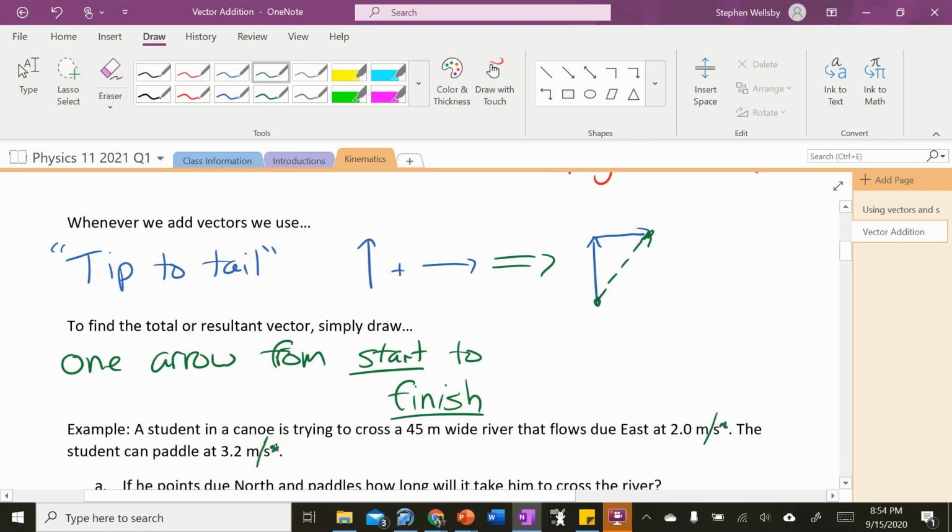So in this example here, a student is in a canoe and they're trying to cross a 45-meter wide river that flows due east at 2 meters per second. Now the student can paddle at 3.2 meters per second.